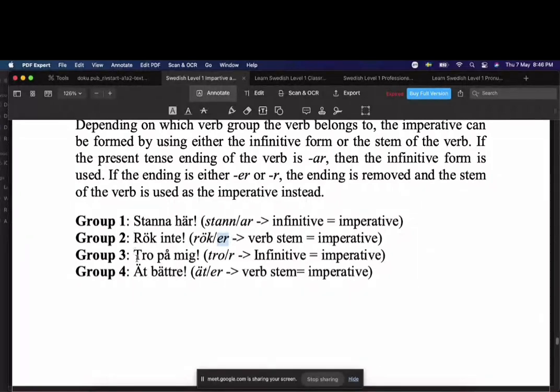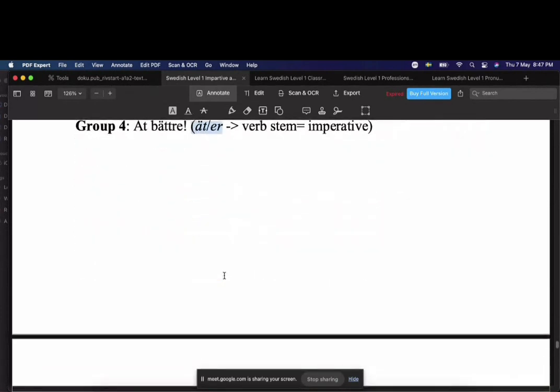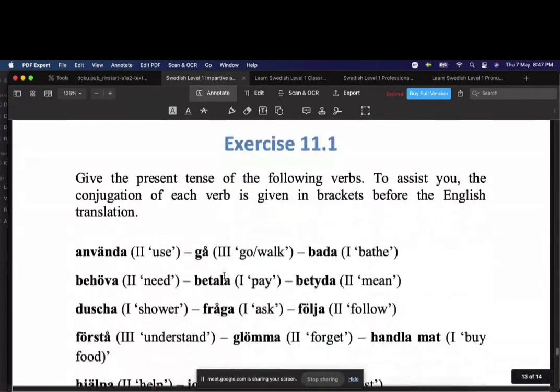And group three is "tro mig", believe me. This is a short verb. I would say "Jag tror på dig": I believe you. "Du tror på mig": you believe me. And this is basically the irregular verb group, group four. "Äta bättre", irregular word. "Jag äter bättre": I eat better.